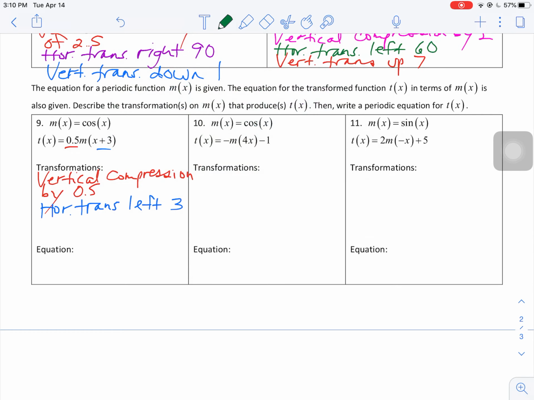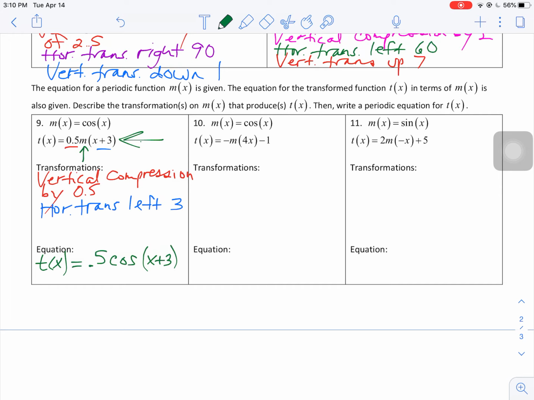And as far as writing an equation goes, we want to name the function t of x, because that's the new function. And then basically I'm just going to say 0.5. And then instead of the m, I'll put in the cosine. And then instead of just the x, my new input value is x plus 3. So basically the only difference between what they originally gave us for t of x is instead of the m, I'm putting in cosine. And then everything else just stays in the same spot. Pause the video, try 10 and 11.